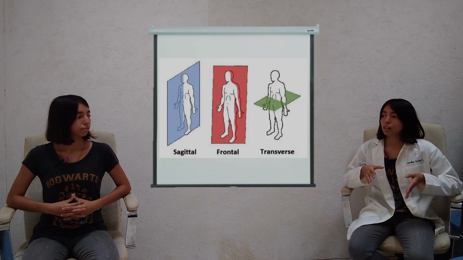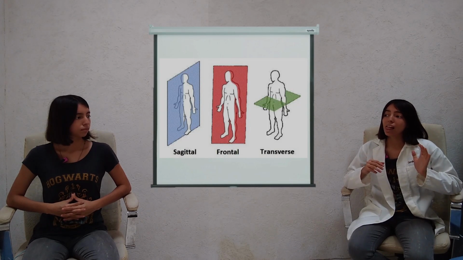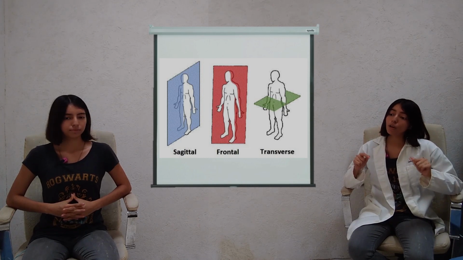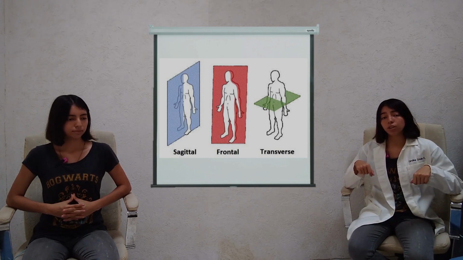And there are the planes. Sagittal, which divides the body into left and right. Transverse, which divides the body into superior and inferior. And frontal, which divides it into anterior and posterior.